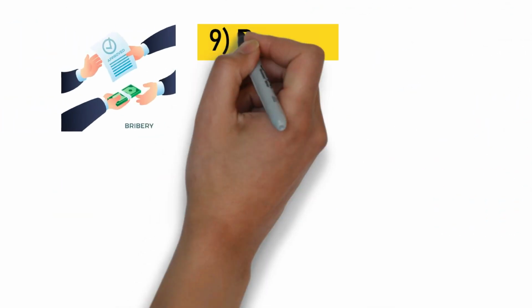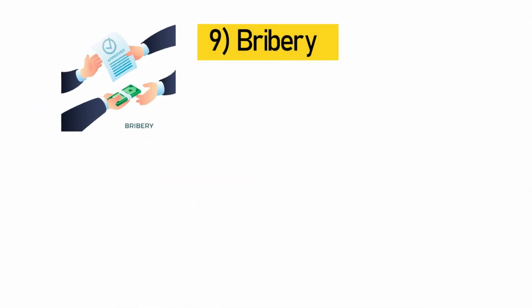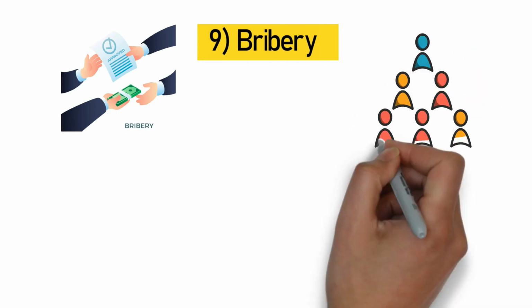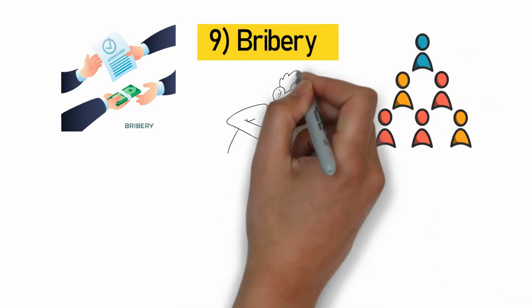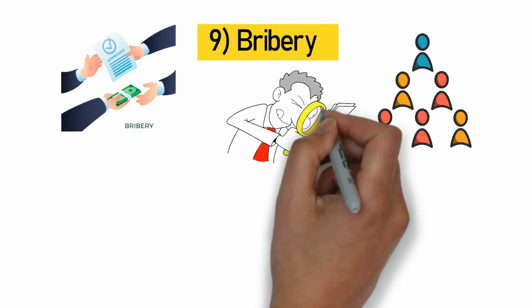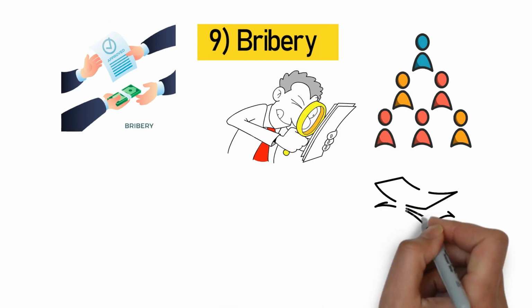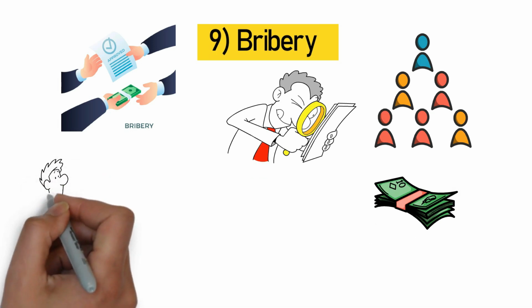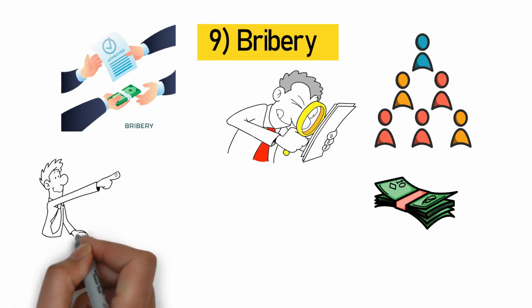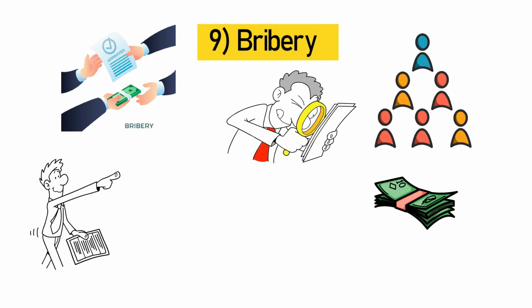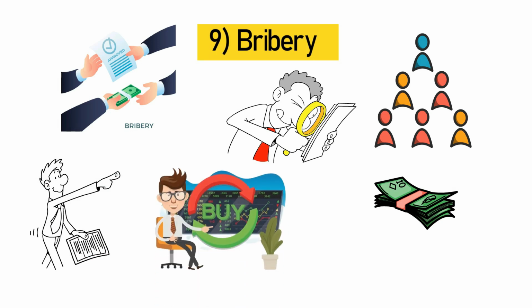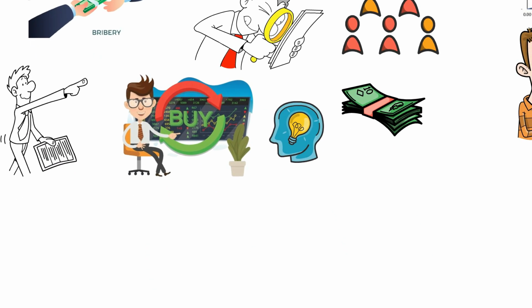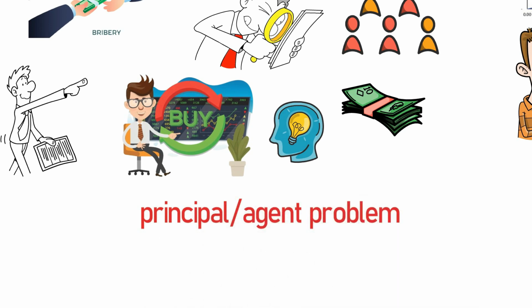Number 9. Bribery. Bribery is a central concept in human systems that is often overlooked in mainstream economics. Given the opportunity, it is often easier to pay a certain agent to look the other way than to follow the rules. After that, the enforcer of the rules is neutralized. Bribery can be seen as a solution to the principal/agent problem.